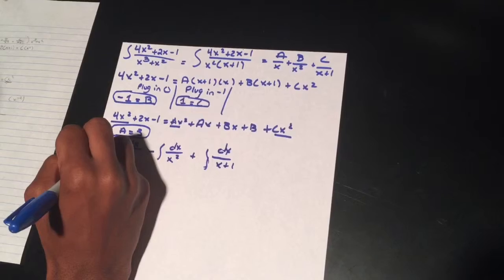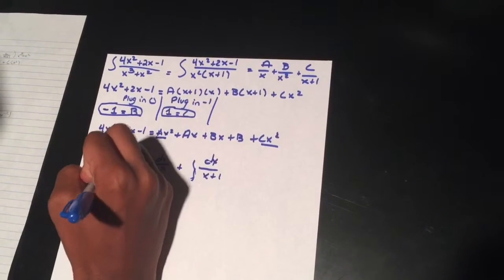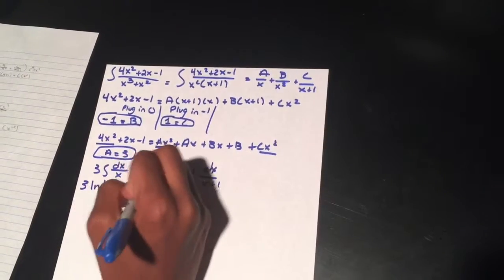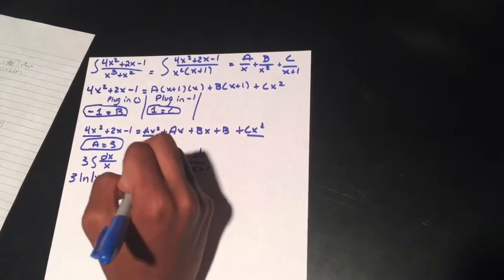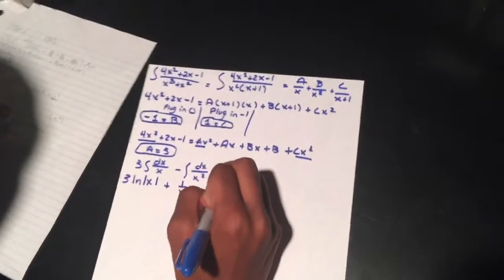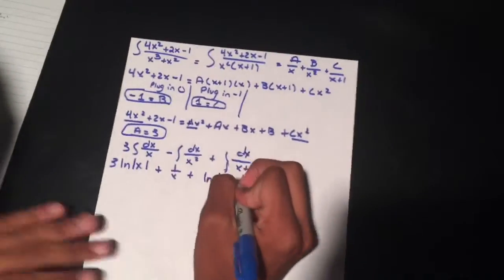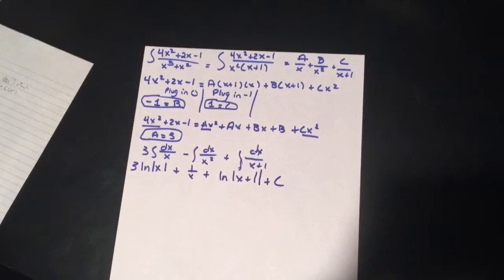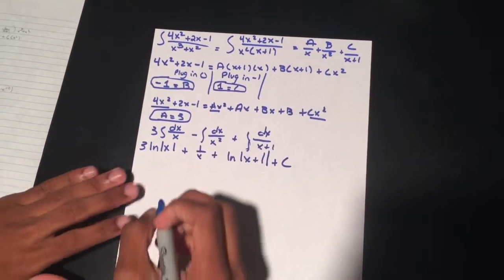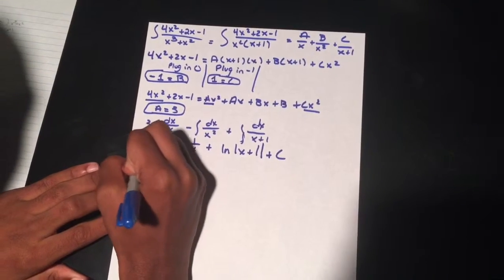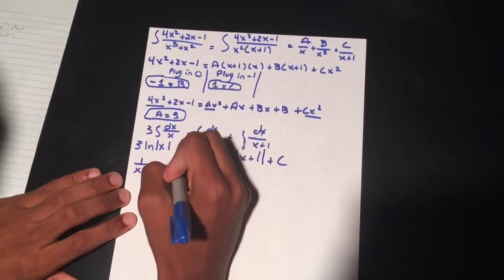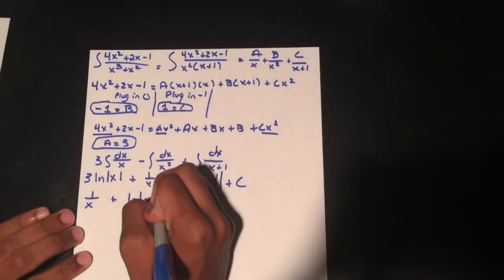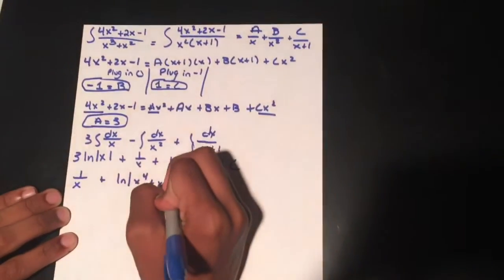So we're going to be left with 3 ln of the absolute value of x plus 1 over x plus the ln of the absolute value of x plus 1, plus c. And for this equation, we can even simplify this even more to 1 over x plus the ln of the absolute value of x to the 4th power plus x cubed, absolute value, plus c.